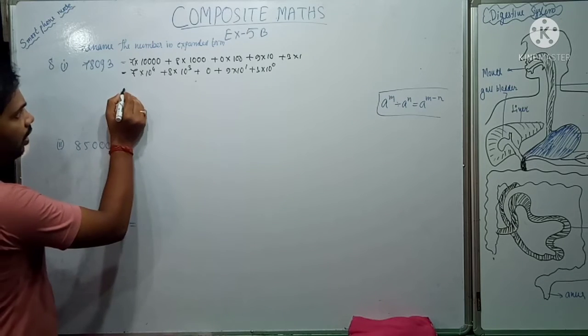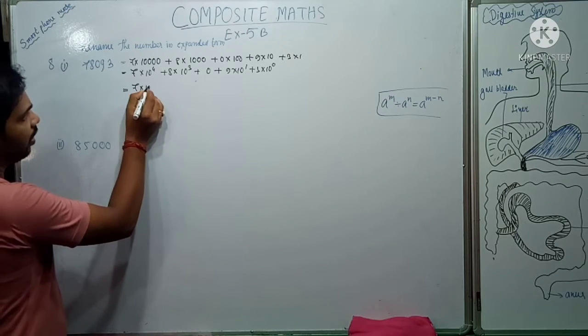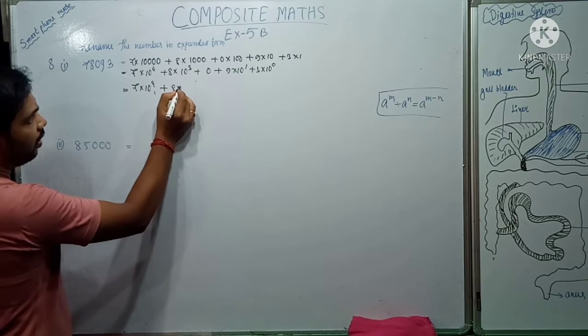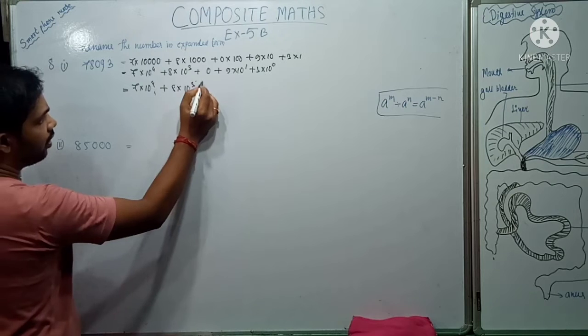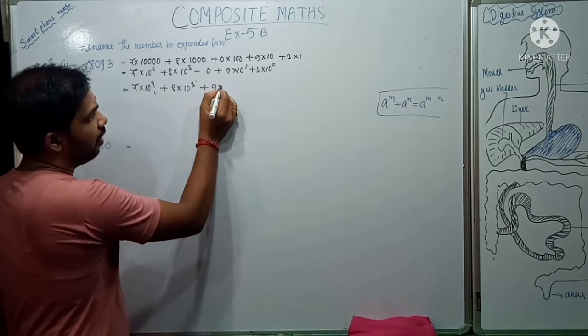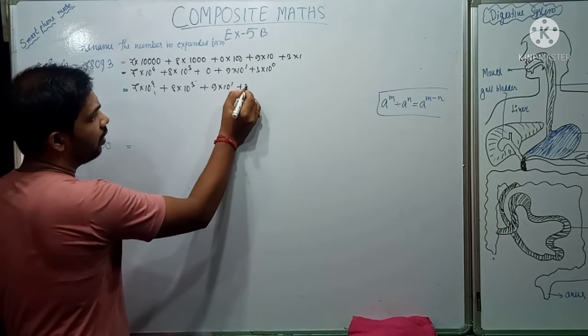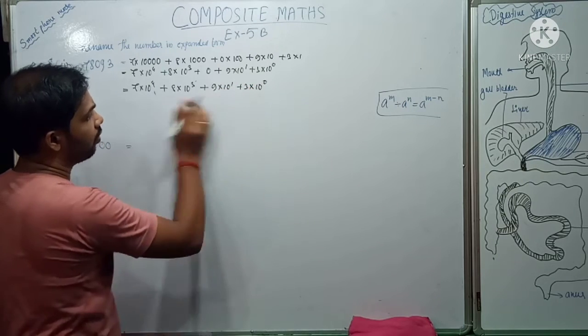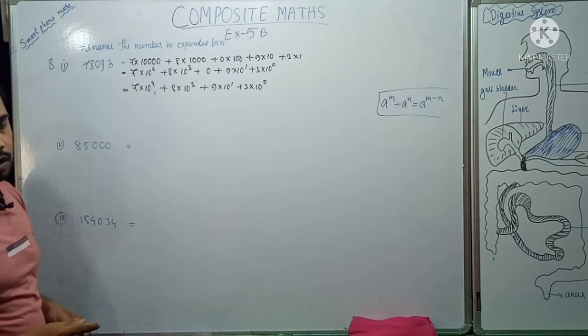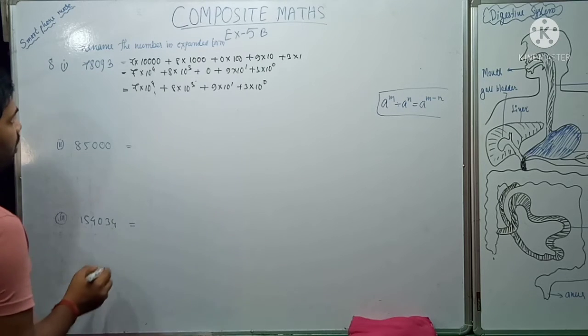So you see this one will be 7 into 10 power 4 plus 8 into 10 power 3, we will remove this 0 from here, then it is 9 into 10 power 1 plus 3 into 10 power 0. So this is our expanded form using exponents. Okay, next you see this one.